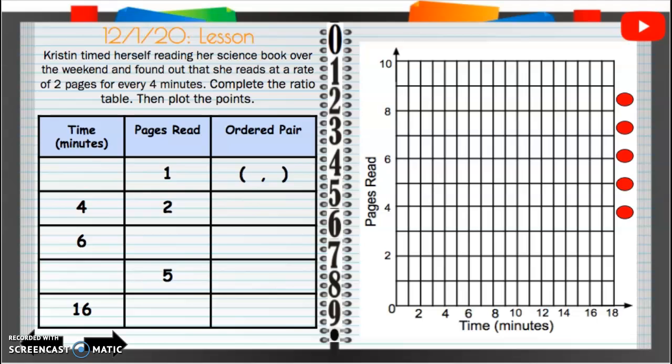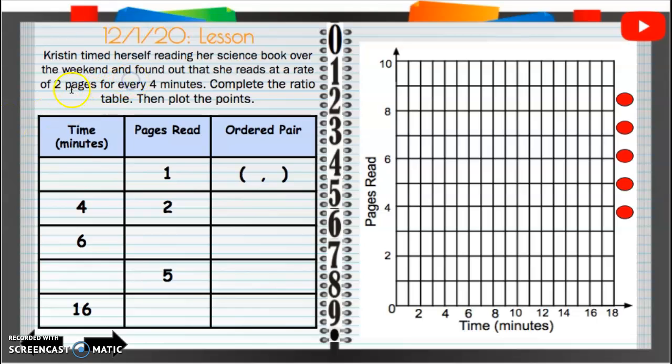December 1st, 2020 lesson. Kristen timed herself reading her science book over the weekend and found out that she reads at a rate of 2 pages for every 4 minutes. Complete the ratio table, then plot the graphs, or plot the points on the graph.